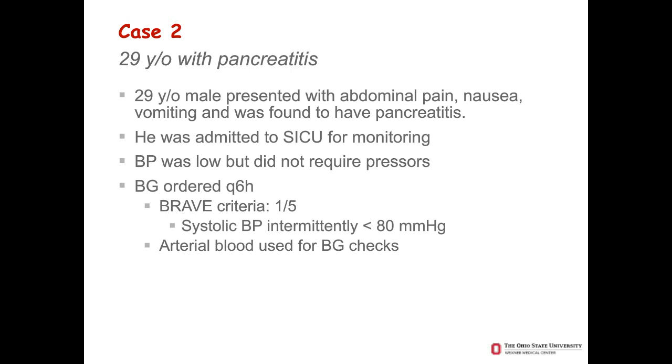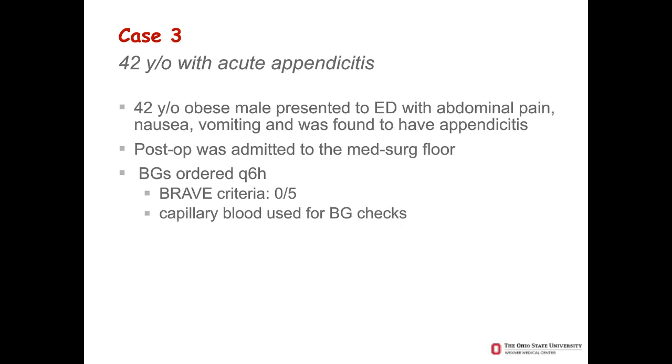Case 3 is a 42-year-old obese male who presented to the emergency department with abdominal pain, nausea, and vomiting, and was found to have appendicitis. Post-op, he was admitted to the med-surg floor. Blood glucose was ordered Q6 hours. The BRAVE criteria was applied and found to have none of the criteria present, so the team proceeded with using capillary blood for his blood glucose checks.